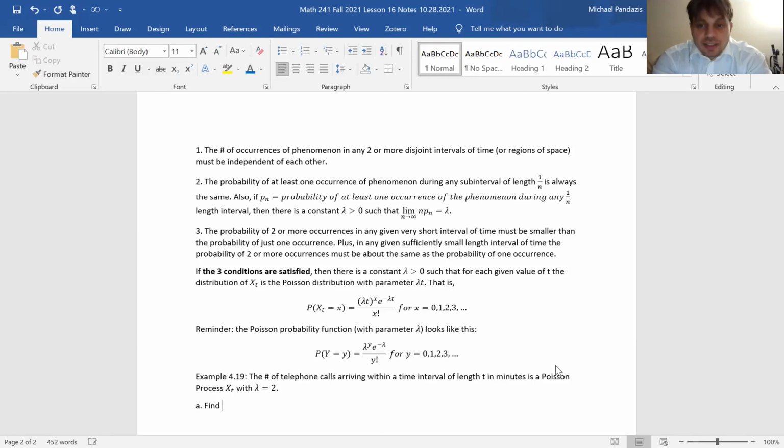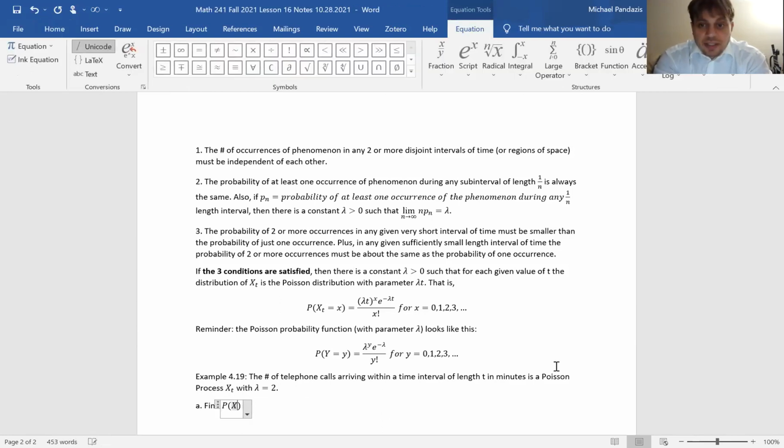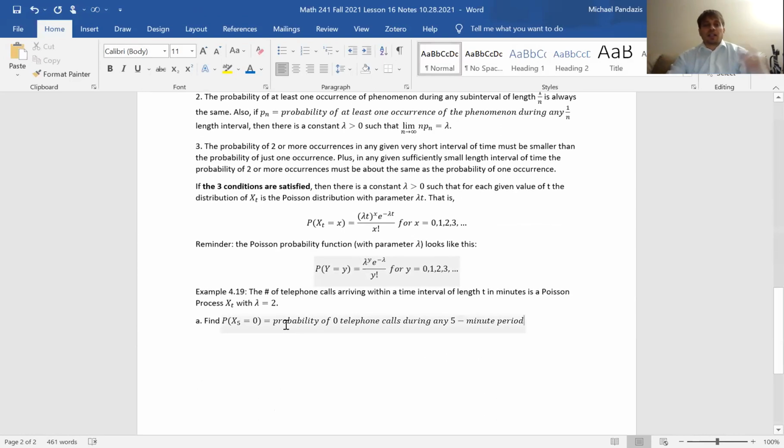So part A is find the probability that x of 5 is equal to 0, which is the probability of 0 telephone calls in 5 minutes during any 5-minute period. Okay, so the 5 here is telling you the amount of time that you're considering. Since it's length t in minutes, since the unit of time is in minutes, the 5 represents the amount of minutes.